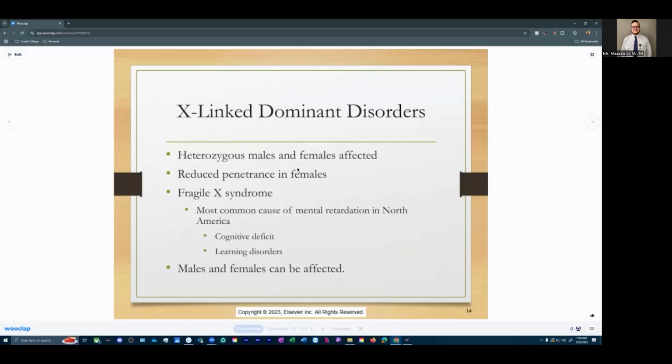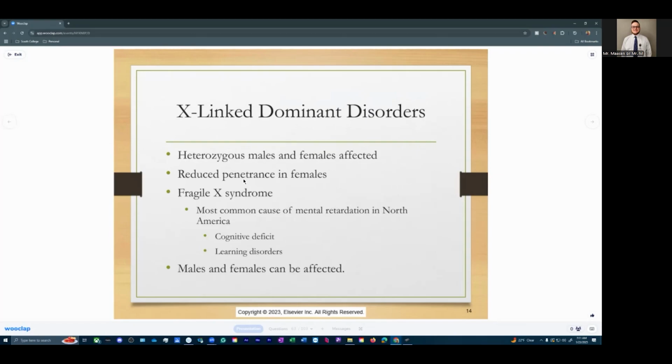So X-linked dominant disorders. Heterozygous males and females are affected. It tends to be reduced in males. Fragile X syndrome is the most common cause of mental handicap in North America. It's a cognitive deficit, with learning disorders and underdevelopment. Males and females can be affected.